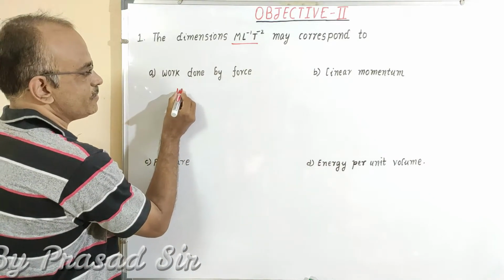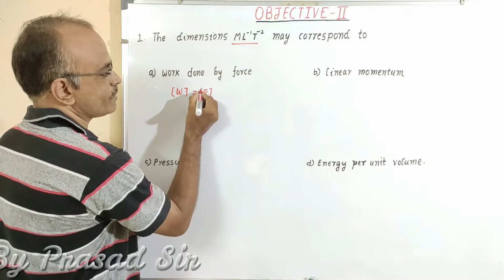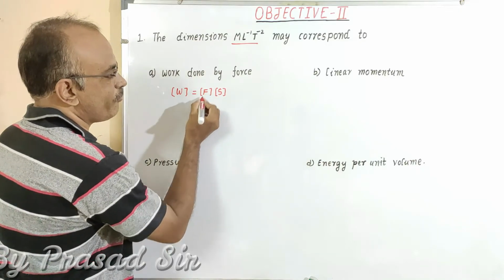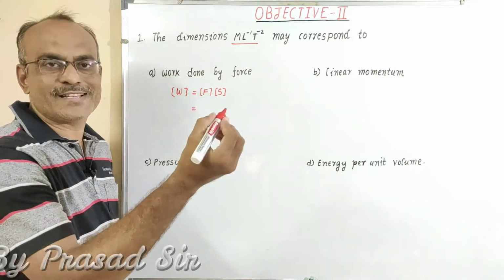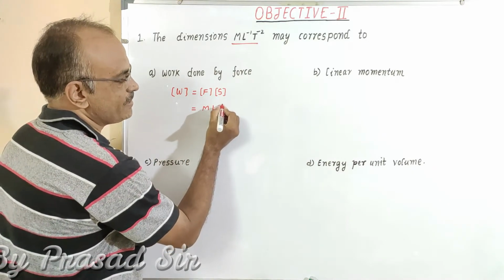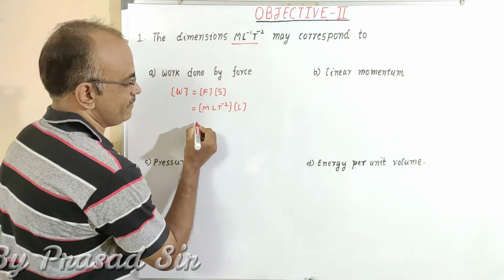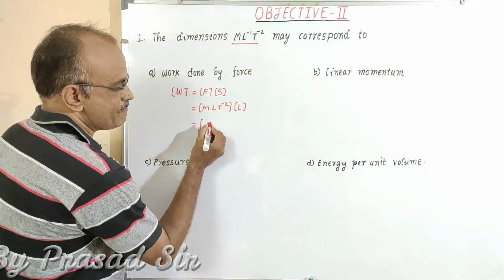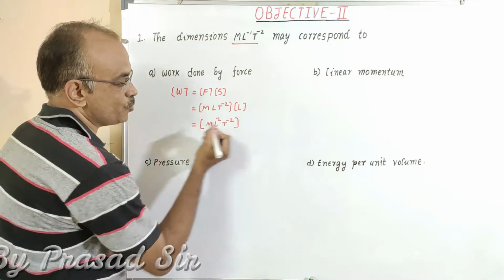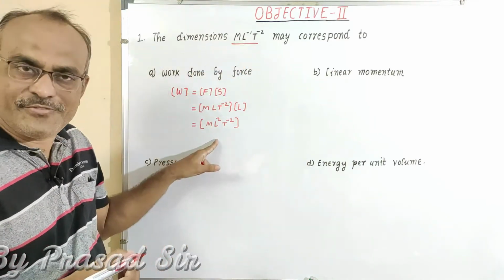We know that work done is equal to force into displacement. Force is nothing but mass into acceleration. So mass is M, acceleration is L T to the power of -2, and displacement I will take as L. Now the final is M L square T to the power of -2. Does it correspond to this one? No. So it is not the correct answer.